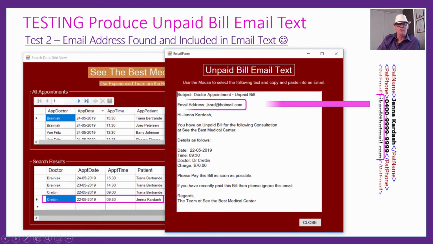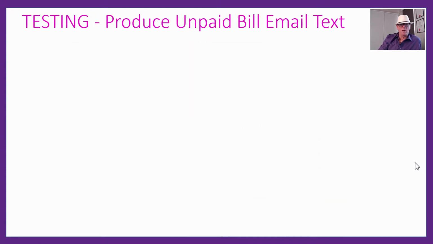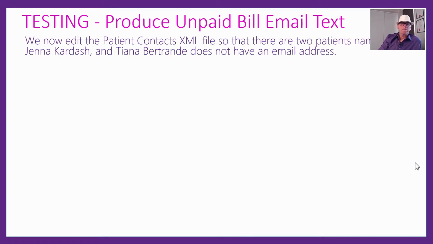We can now email Tiana and tell her she owes money. And the same with Jenna Kardash. It's found her one and put the right email address there from the file for Jenna Kardash. And that's all good. So now she could have her bill pay reminder message sent out as well. So that's working great. And what we need to do now is test those exception messages.